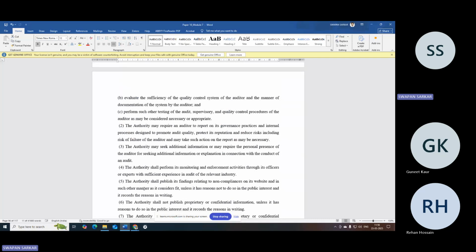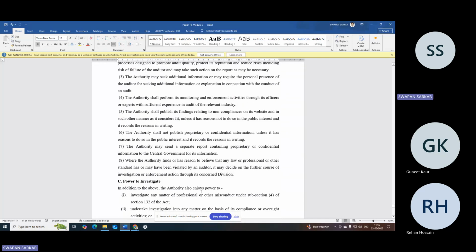The authority may require an auditor to report on its governance practices and internal processes designed to promote audit quality, protect its reputation, and reduce risks, including risks of failure of the auditor, and may take such action on the report as may be necessary. The authority may seek additional information or may require personal presence of the auditor for seeking additional information or explanation in connection with the conduct of an audit.